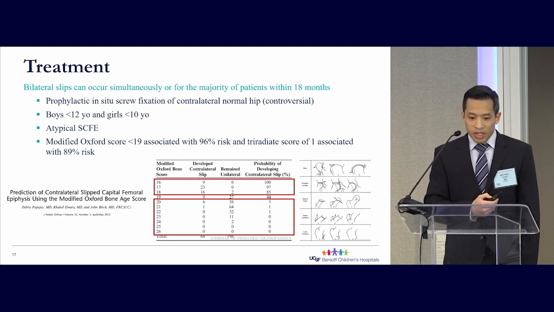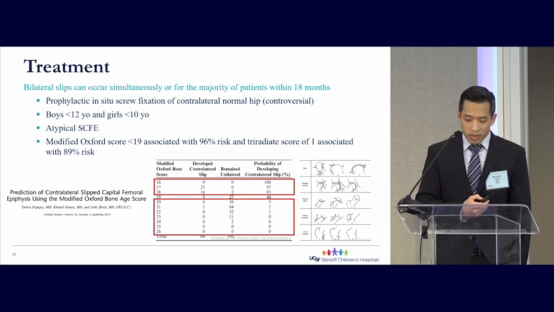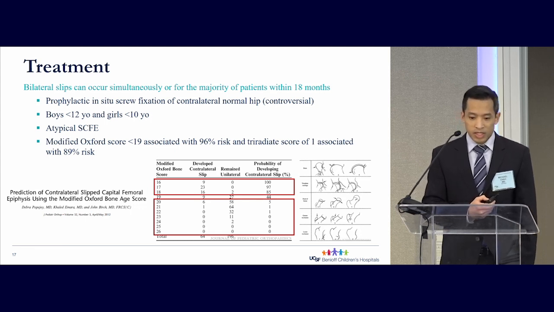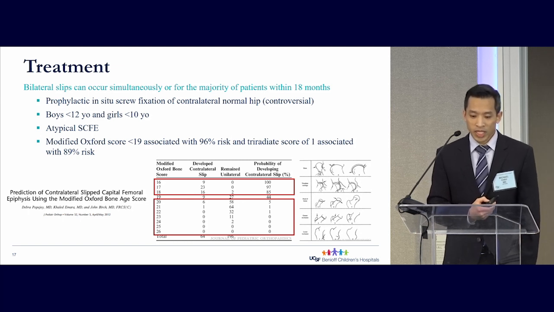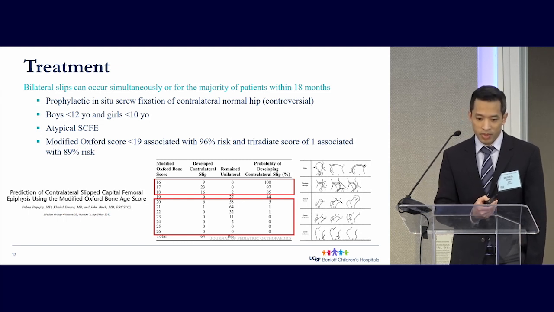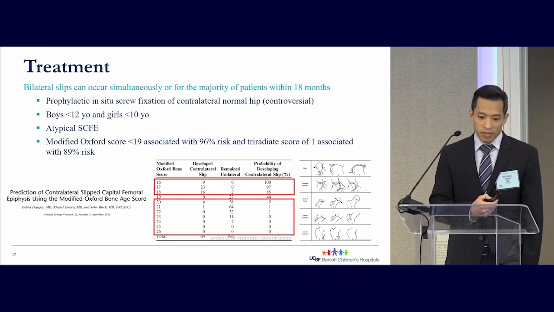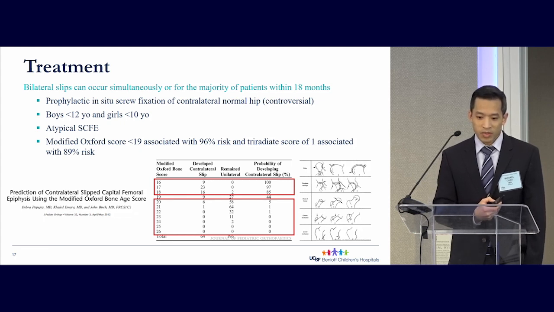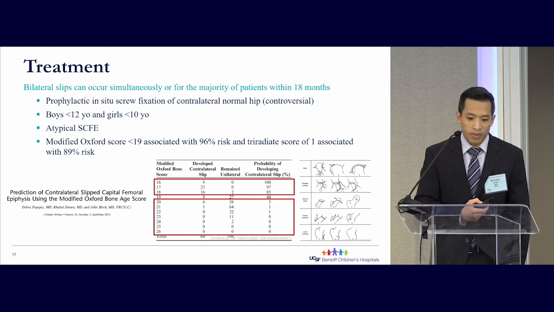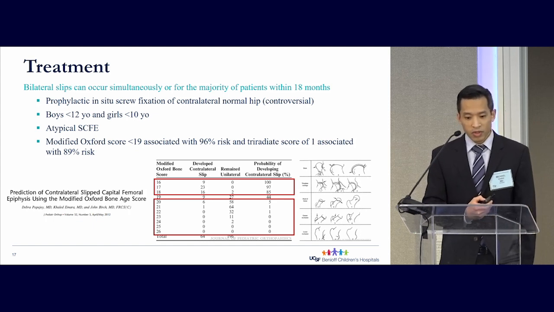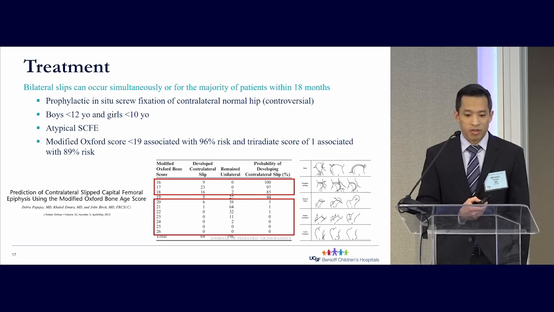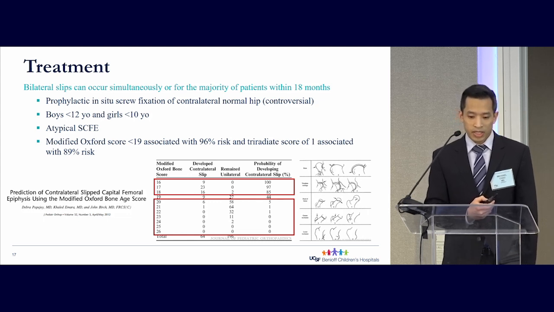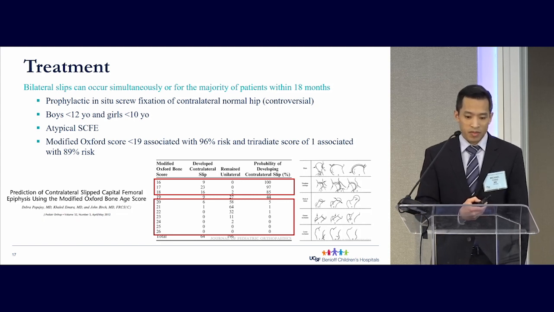Bilateral slips can also occur in up to 30 to 50%, either simultaneously or for the majority of patients within the first 18 months of the first slip. Treatment for this is typically prophylactic in situ screw fixation of the contralateral normal hip, but this is controversial. Prophylactic pinning should perhaps be considered for younger patients, boys less than 12, girls less than 10. For atypical presentations of SCFE.